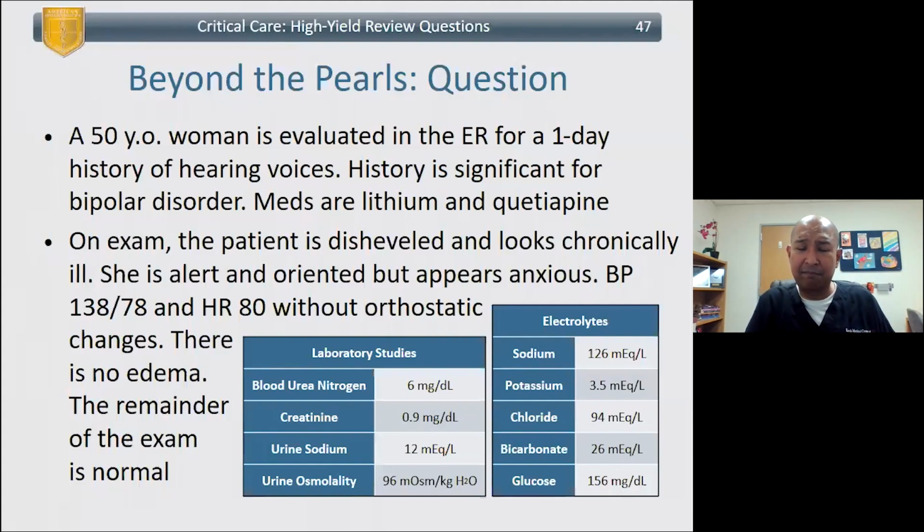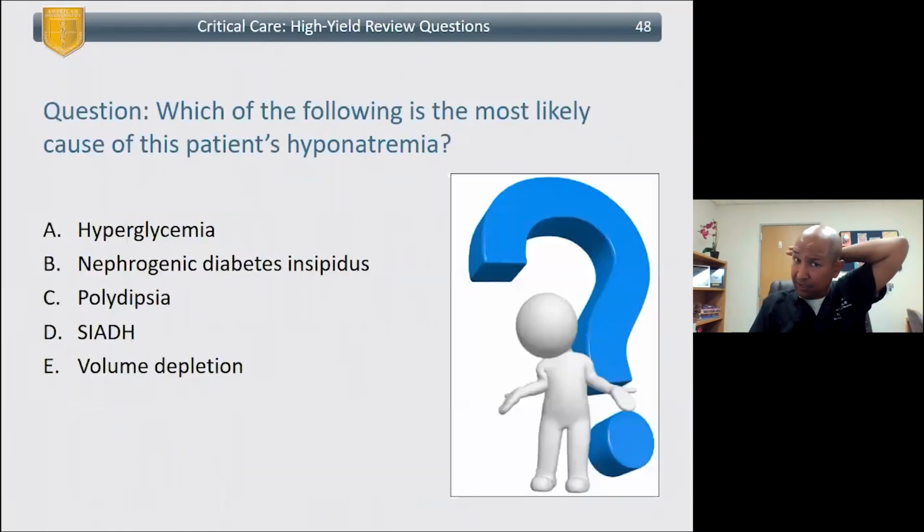Urine osmolarity seems to be what? High or low? Yeah, it seems pretty low. So you got a low urine sodium, a low urine osmolarity, and sodium is 126 in the serum, and she's coming in for hearing these voices, and she has bipolar. All right. And she's on lithium and Seroquel. Okay. Which of the following is the most likely cause of this patient's hyponatremia?